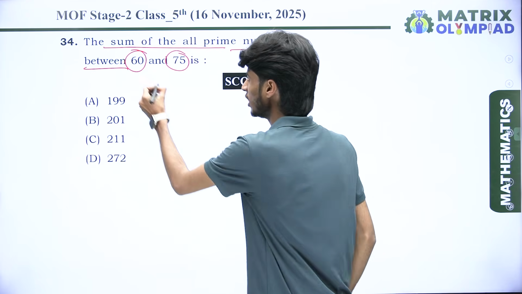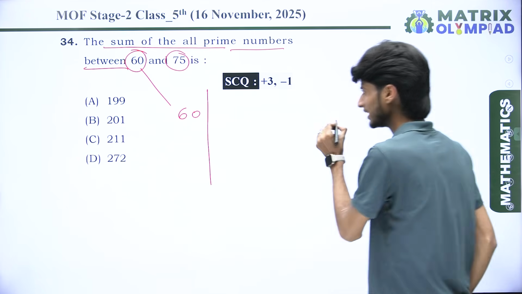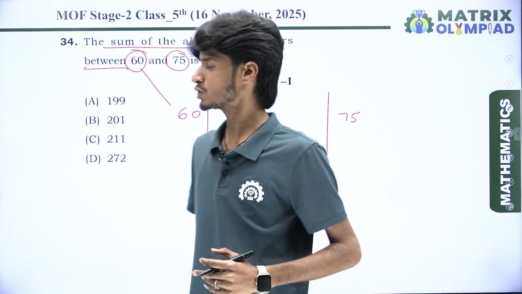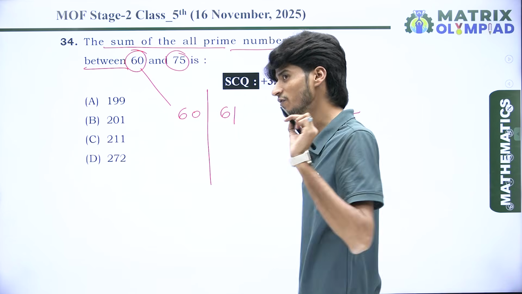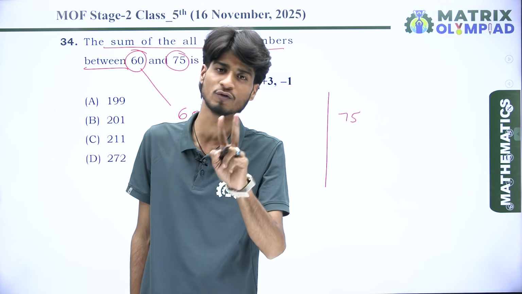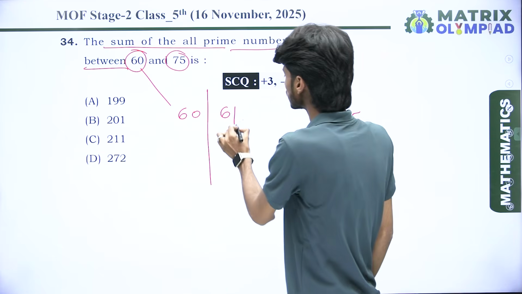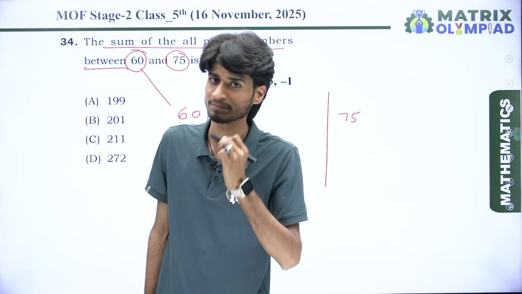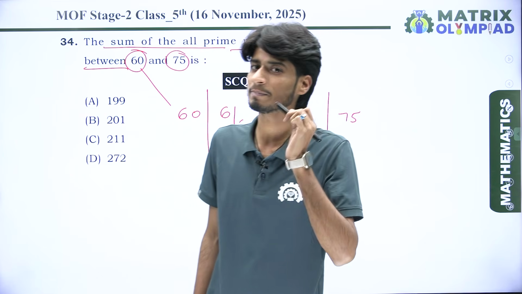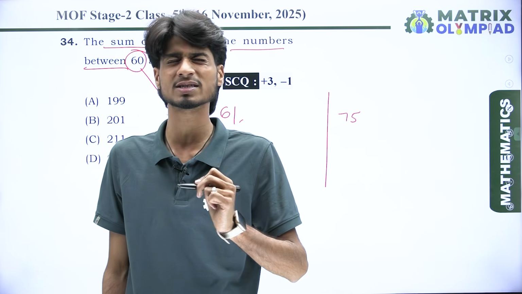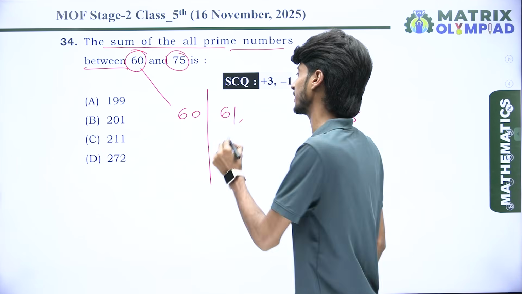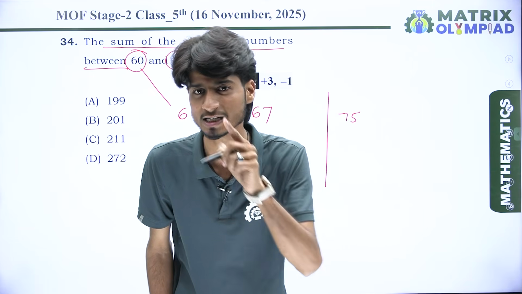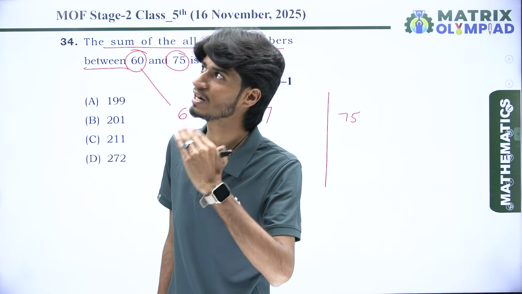So look, first of all, we take 60 and here we take 75. Now we classify how many prime numbers lie between them. So 61 is a prime number because it has only 2 factors, 1 and 61. 62 is not a prime because it is properly divisible by 2. Yes or no? 63 is not a prime. It is divisible by 3. 64 is not a prime. 65 is also not a prime. 66 is not a prime. 67 is a prime number. So the next prime number is 67. Okay, 68 is not a prime. It is properly divisible by 2. Yes or no? 69 is not a prime.